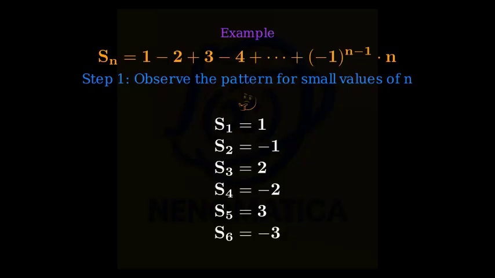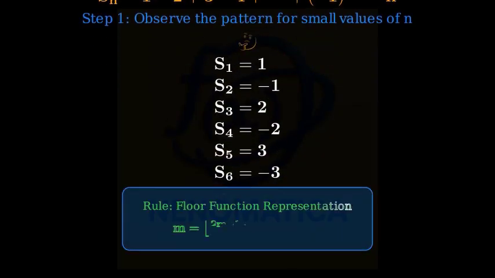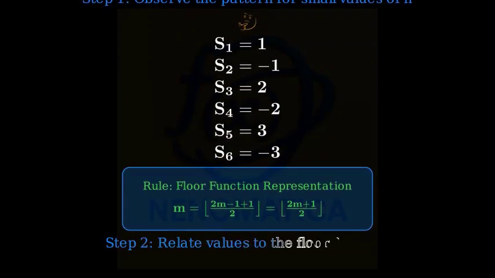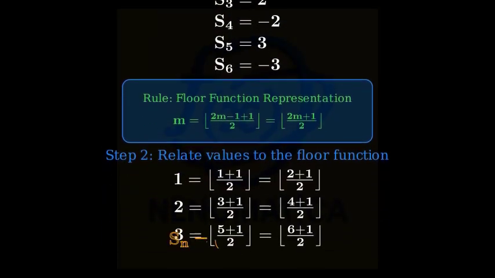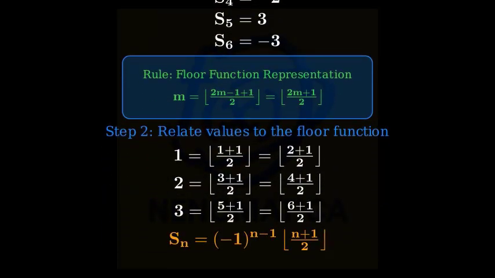We get s1 equals 1, s2 equals negative 1, s3 equals 2, s4 equals negative 2, s5 equals 3, s6 equals negative 3. The results alternate in sign and grow by ones in magnitude. Step 2. Relate values to the floor function. Notice ones appear as the floor of n plus 1 over 2 for consecutive n. This suggests a compact formula with the alternating sign factor.